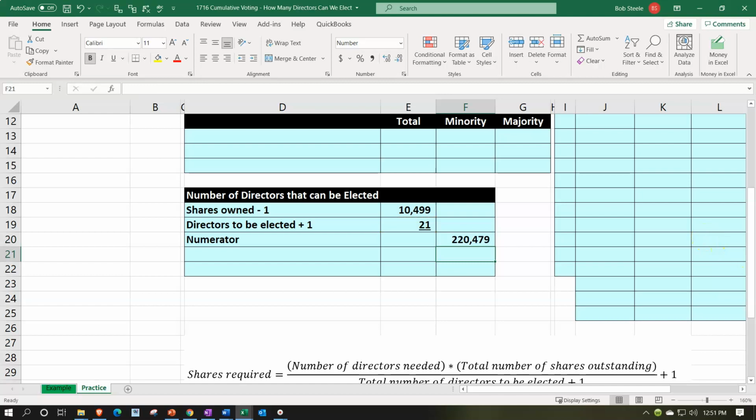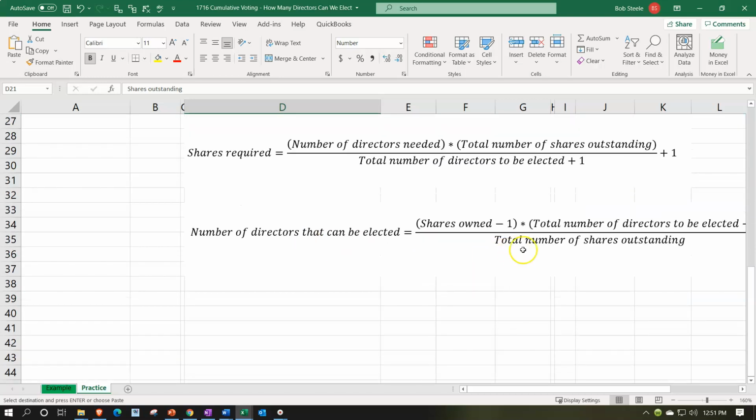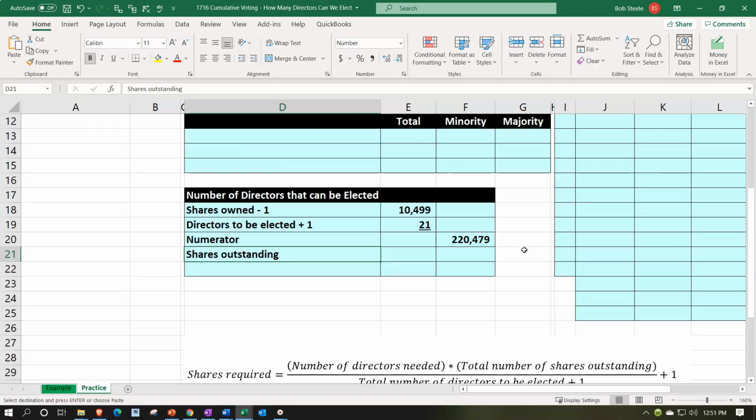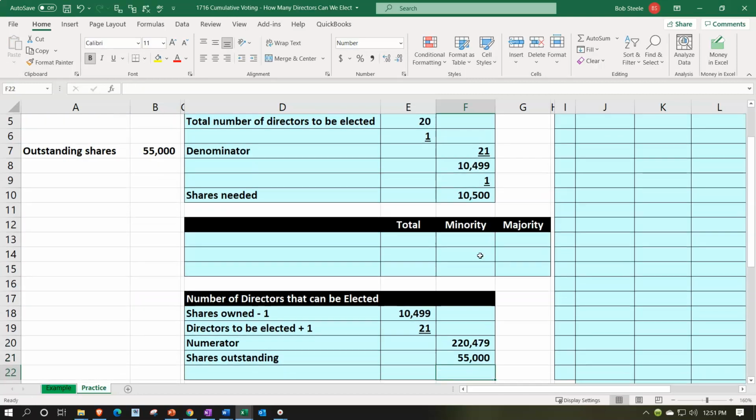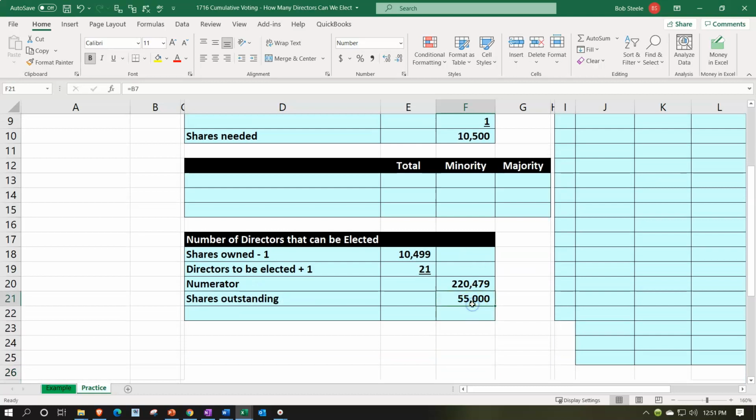There we have it. Then we're looking at the denominator, which is simply the total number of shares outstanding. Total number of shares that are outstanding. These are outstanding shares, meaning they're outstanding. Okay, and then I'm going to underline that, Font group and underline.